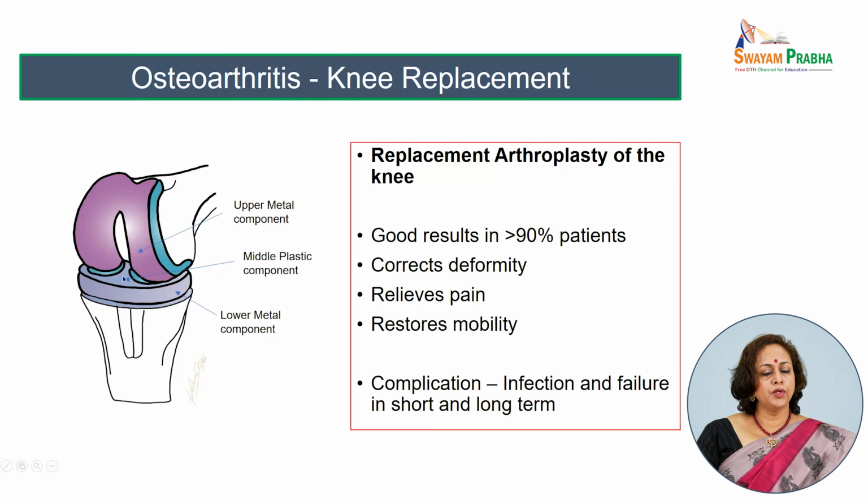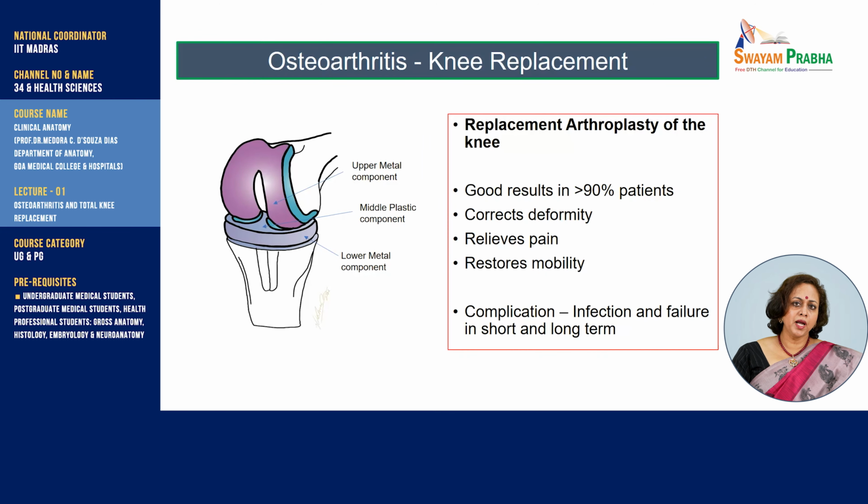The results are good in more than 90% of patients because this kind of therapy, it's surgical, but it relieves the pain of the patient, it corrects the deformity of the knee joint, and most importantly it restores mobility. So the patient can go back to his lifestyle, he can go back to his work, he can have a life which is fully functional just after replacing the knee joint with an artificial prosthesis.